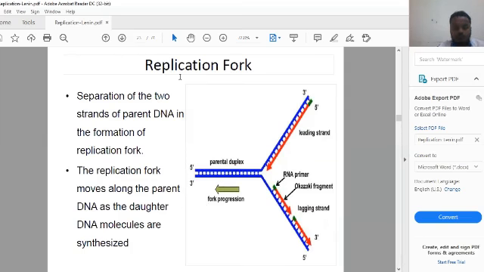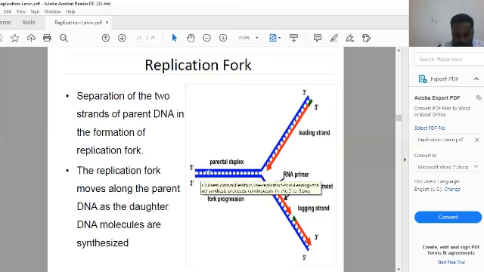Next is the replication fork. The first one is the replication bubble, and another is the replication fork. The separation of the two strands of the parent DNA leads to the formation of the replication fork. The replication fork moves along the parent DNA as the daughter DNA molecules are synthesized.